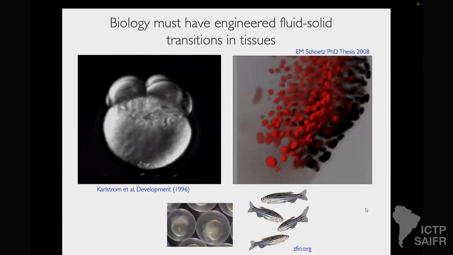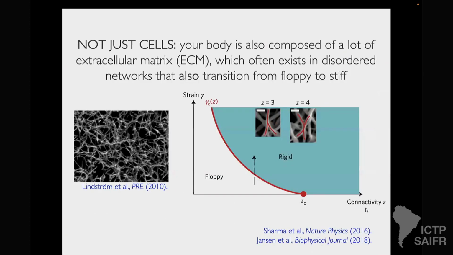And I would say I talked mostly so far about cellularized tissues where all the cells are touching one another and closely packed, but also your body is composed of lots of extracellular matrix, which often exists in disordered networks that also transition from floppy to stiff.